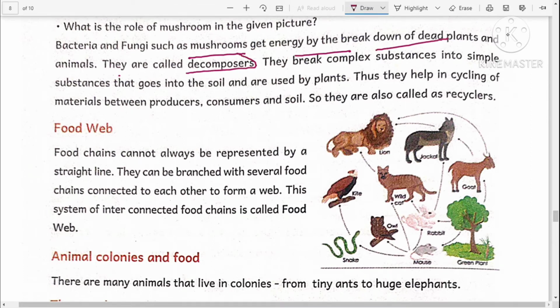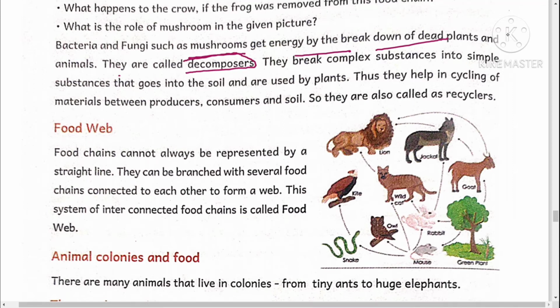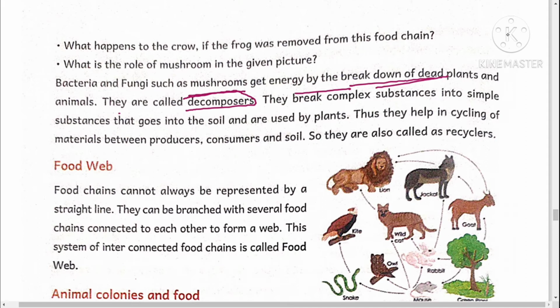They are called decomposers. What are decomposers? Examples of decomposers are bacteria and fungi such as the mushrooms, which get energy by the breakdown of dead plants and animals. They break complex substances into simple substances that go into the soil and are used by the plants. Thus, they help in cycling of materials between the producers, consumers and soil.